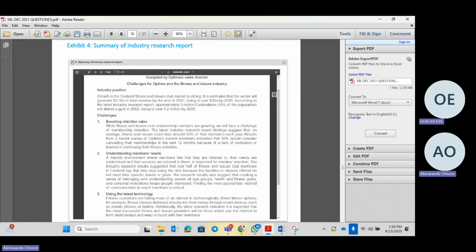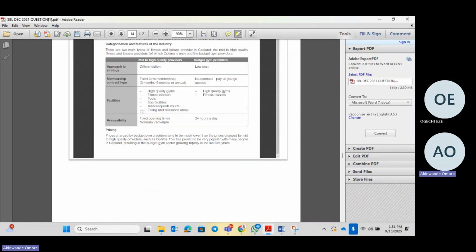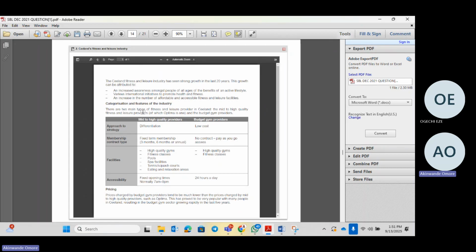At least exhibit 2. I know 2 will be, 2 and 3. Now look at 2 and 3. Let's get to the categorization of features for the industry. So from here now, you should jumpstart your brain into what you need to look at to do.